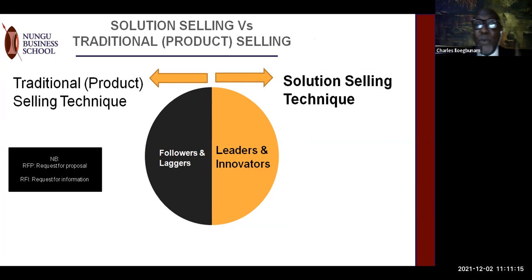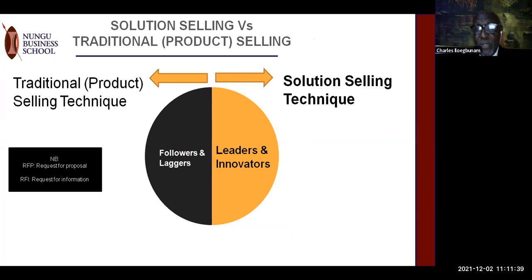Now look at the two dimensions of people who are in the market: the traditional selling, which is product selling, and the solution selling. One side of it is where you have followers and laggers, which is product selling. On the other side is where you have solution selling. There you have leaders and innovators.